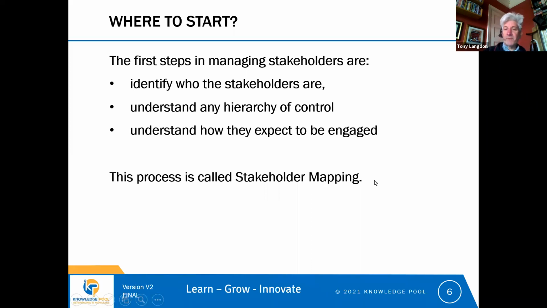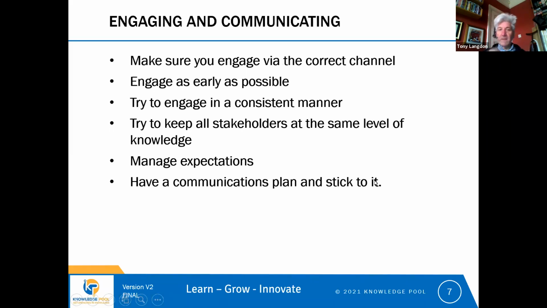So we map the stakeholders. We then have to try and engage the stakeholders. And we've mentioned that we should use the correct channel. So if a department or team has a formal way of engaging with them, use that. We need to try to engage as early as possible, because if we don't, we run the risk of missing out on vital information that the stakeholders have for us. So we should try to engage with the stakeholders early in the project.